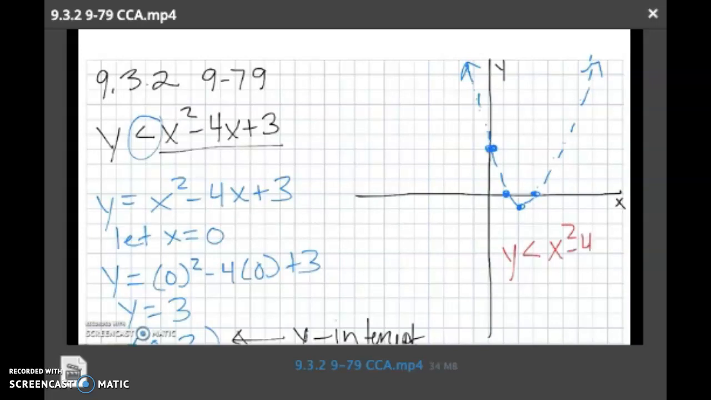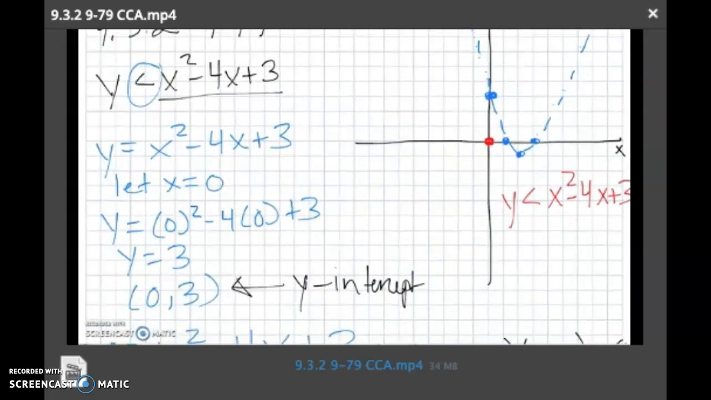So I'm going back to my inequality that I started with. And remember, a good rule of thumb is the point 0, 0 is a great point to test because things will cancel out very easily. So I'm going to test the point 0, 0. So I'm going to replace x and y with 0 and see what I get.